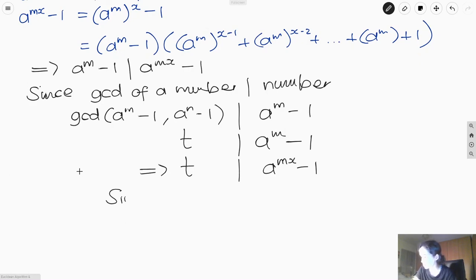Similarly, we can show that t is going to divide a^(-ny) minus 1. The reason we use minus ny is because we know y is not going to be positive. So since y is not going to be positive, instead of doing this with x, we're going to use it with minus y, which can hold since minus y will then be a positive number.